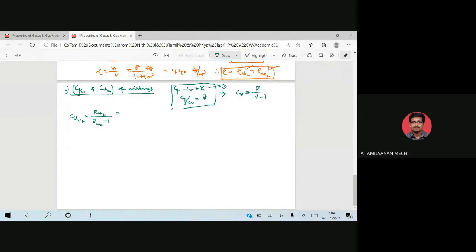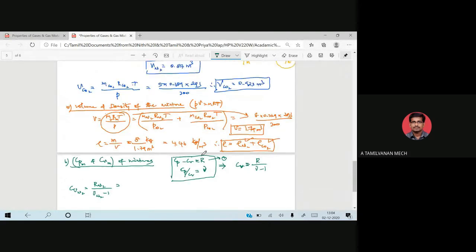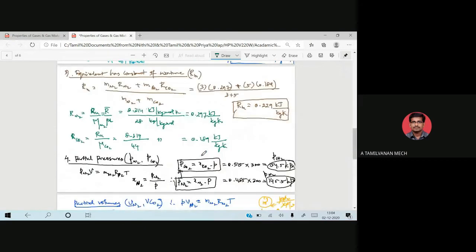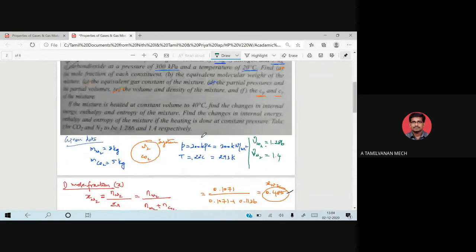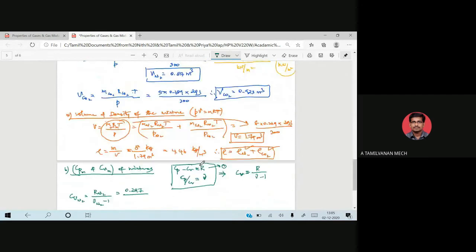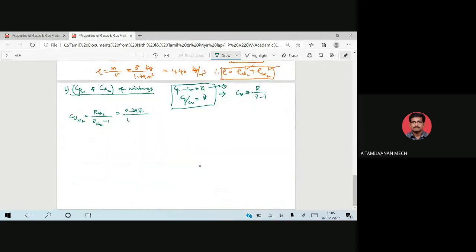R of N2 we already found. The value of R of N2 is 0.297. So it is equal to 0.297 divided by gamma, which was given in the problem. The gamma of N2 is equal to 1.4, minus 1. After substituting the appropriate values, we get the value almost equal to 0.742 kilojoule per kilogram Kelvin.